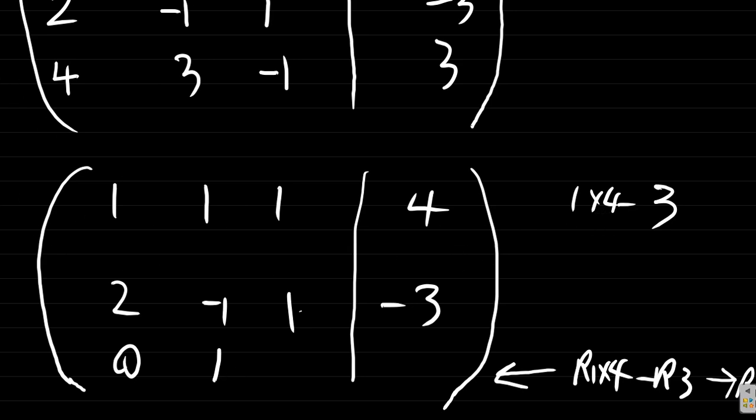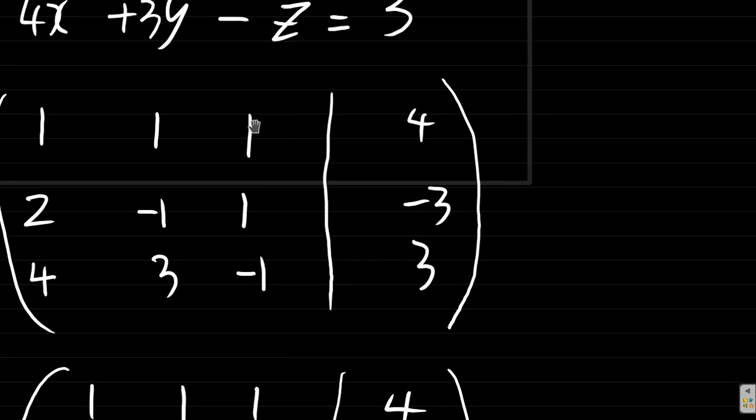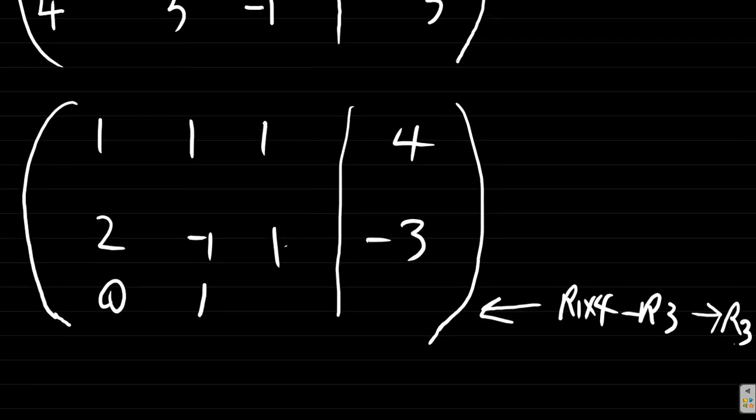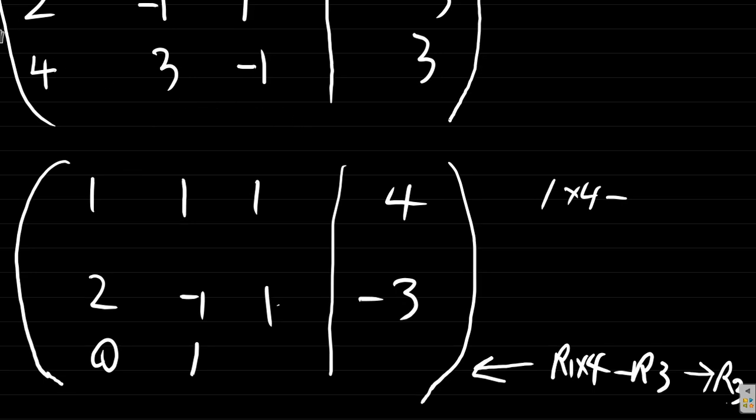And then for this now is 1 again. Row 1 has a 1 times 4 minus row 3. Row 3 has a negative 1, minus negative 1. So it's 4 plus 1, which gives you 5. So 5 would come here. See that?